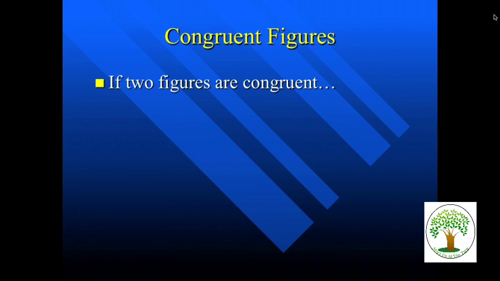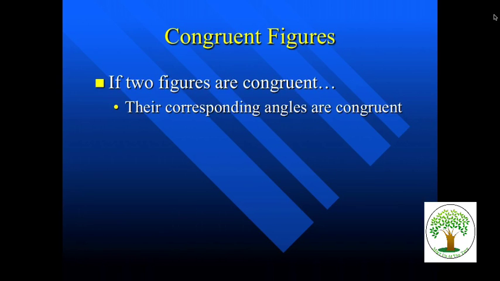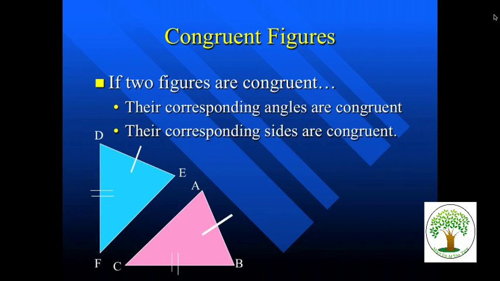For two figures to be congruent, and we're going to specifically talk about triangles in this section, their corresponding angles have to be congruent. We'll talk about what it means to be corresponding in a moment. We talked about the word corresponding when we were doing parallel lines. We're going to now associate those with triangles. So the corresponding angles must be congruent and their sides must be congruent. Both of those.